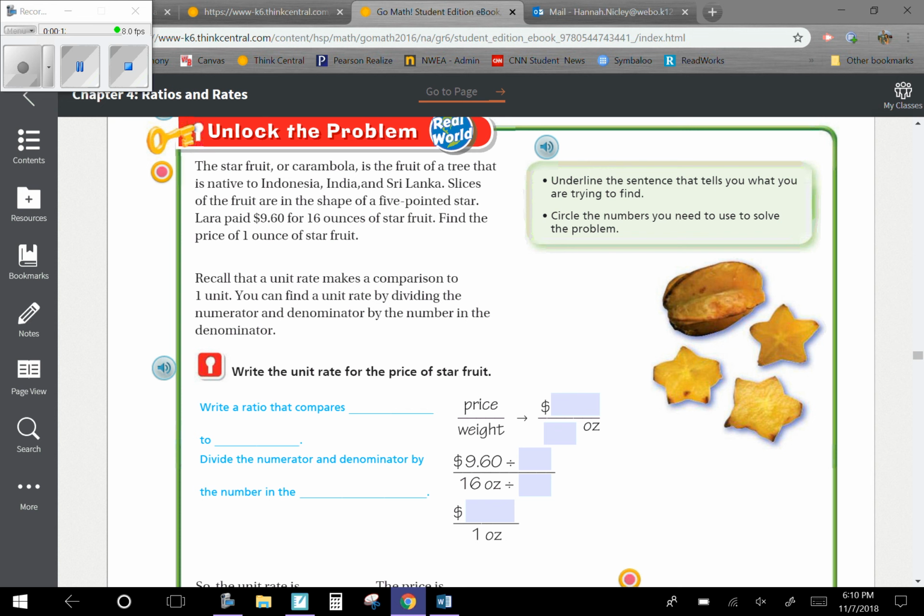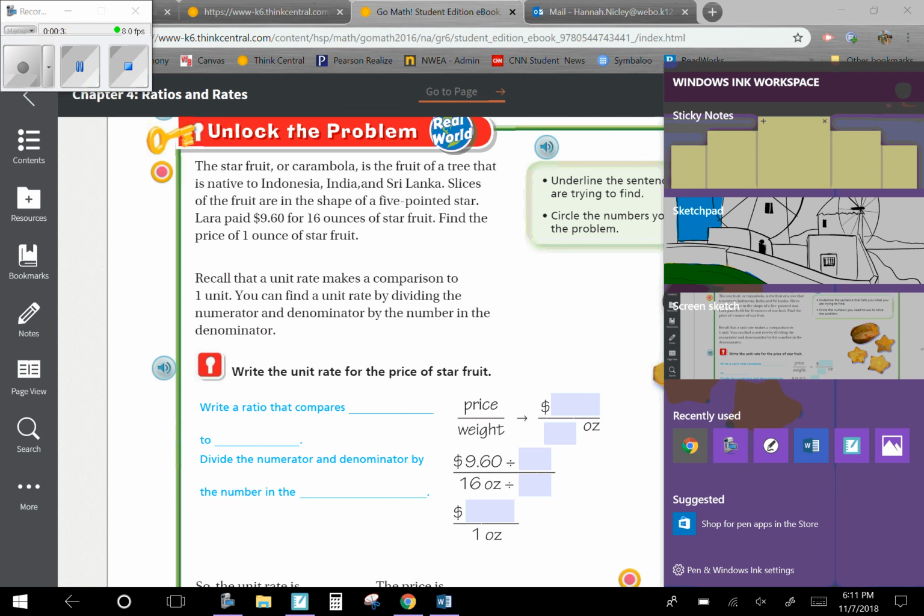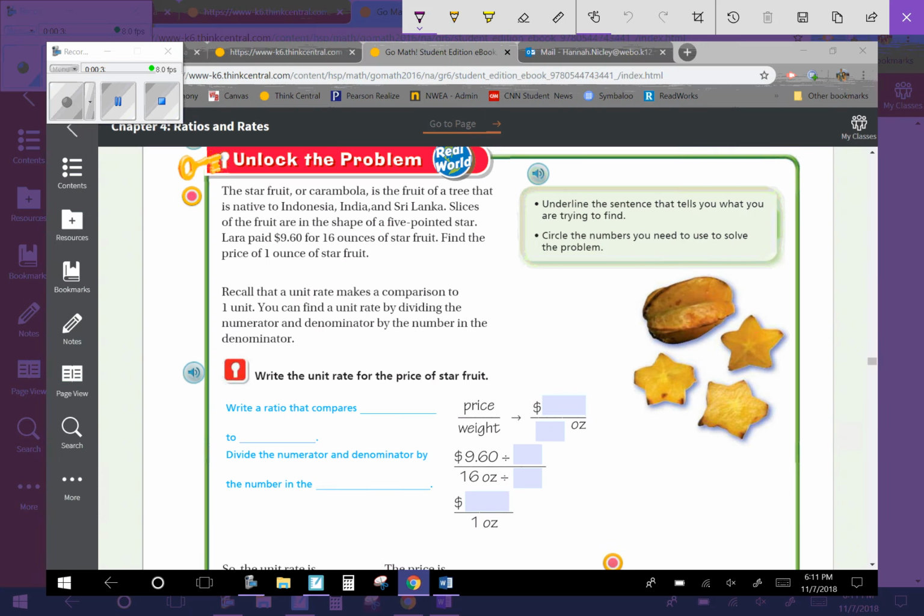Unlock the problem. The star fruit, or carambola, is the fruit of a tree that is native to Indonesia, India, and Sri Lanka. Slices of the fruit are in the shape of a 5-pointed star. Laura paid $9.60 for 16 ounces of star fruit. Find the price per 1 ounce of star fruit.